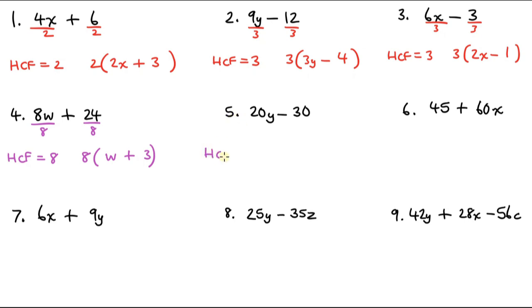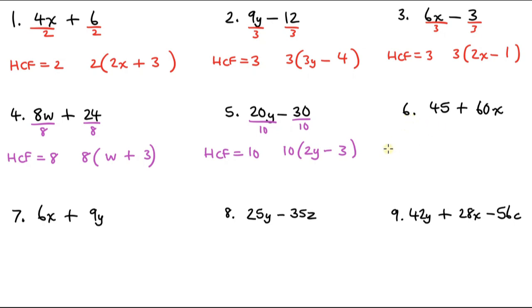So the highest common factor. Both of these terms are divisible by 10. So we're going to factor out a 10 and then put our brackets in. First of all, we're going to do 20y divided by 10. Well, that's just going to be 2y. And we're going to subtract 30 divided by 10, which is 3. So hopefully you're getting the hang of this.